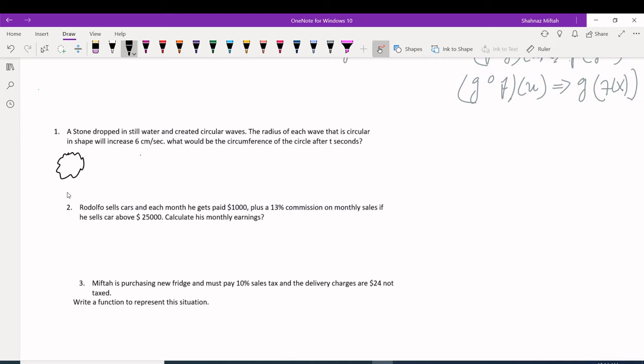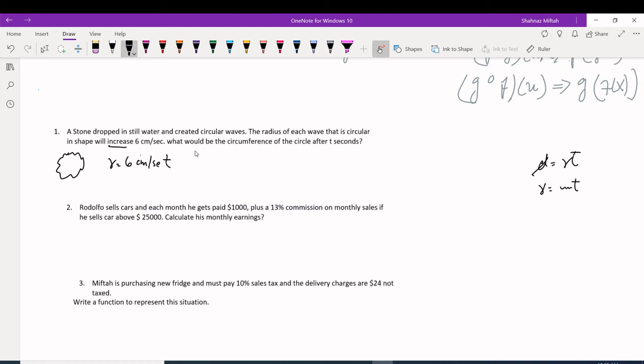The radius of each wave that is circular in shape will increase. Radius, this is not the increase, that's the rate of the radius, that radius is increasing. So r is equal to 6 centimeters per second. That's the rate of the radius. And always the rate of the radius is going to be times t, like 6t. Like if you guys remember, we have d equals rt, like a distance. So instead of d, we're going to say, okay, that's a rate, because that's the rate the radius increases, then I'm supposed to have something times t. That something is 6t, that's increasing.